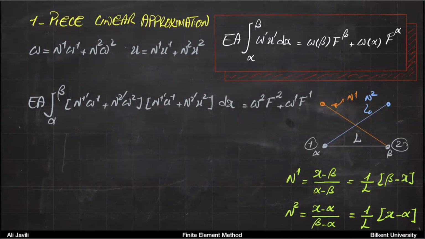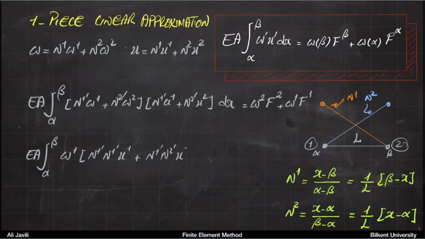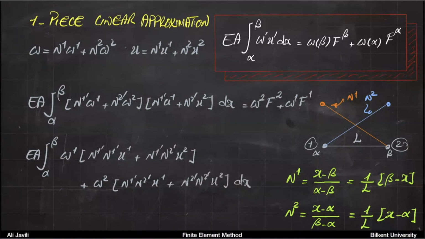Now, what we do next is, as we did previously, we just expand these terms in the integral. So it's EA, integral from alpha to beta. And while I'm expanding it, I also do that second step, which is I take W's out. So it would be W1 times a term which would look like N1 prime N1 prime U1 plus N1 prime N2 prime U2, plus W2 times N1 prime N2 prime U1 plus N2 prime N2 prime U2, dx. And this thing is equal to W2 F2 plus W1 F1 for every W1 and W2.